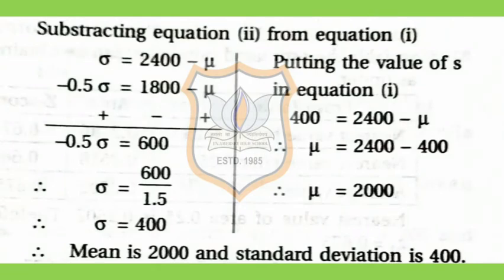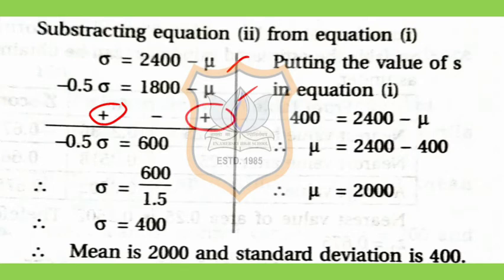Now let us solve this. Sigma is equal to 2400 minus mu, that is the first equation. Minus 0.5 sigma is equal to 1800 minus mu, that is the second equation. Now let's subtract the two equations. So we will have the sign change over here. Minus 0.5 will be plus. Here it will be minus and this last one will be plus.